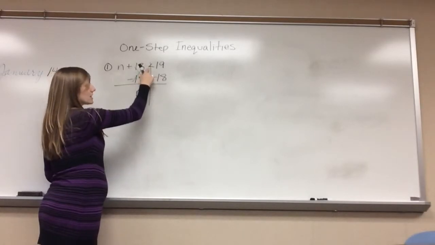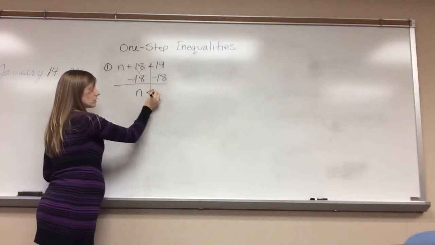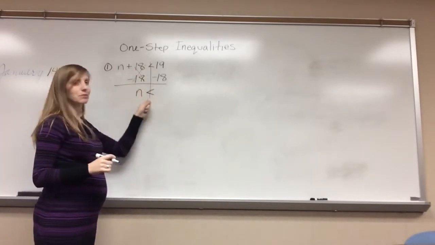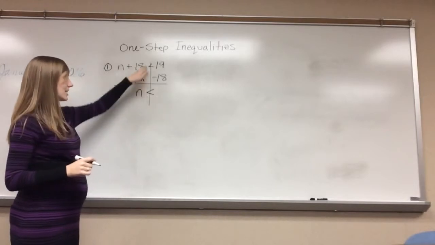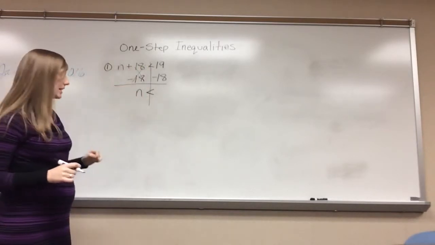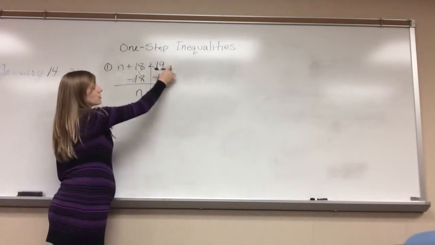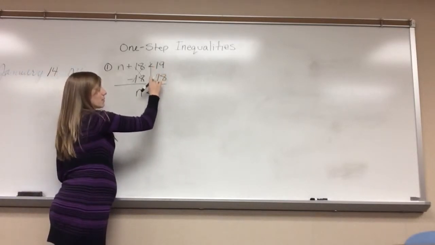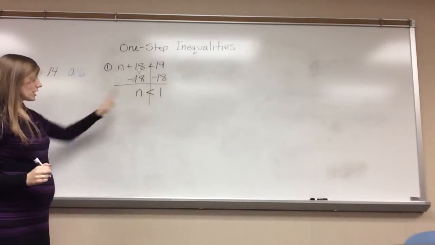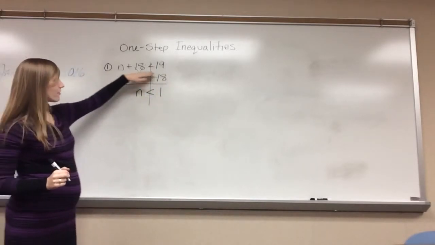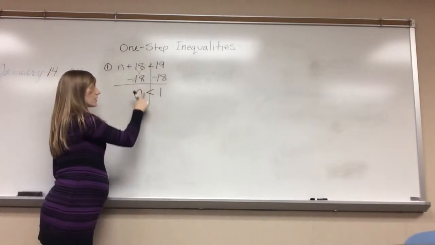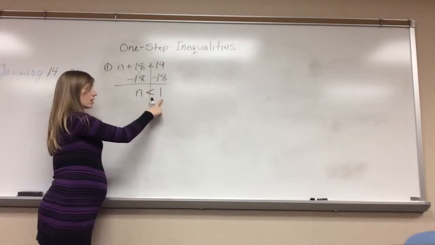My inequality sign drops down. My less than sign comes down. So don't accidentally bring down an equal sign. That's an inequality. We're solving inequalities today, so make sure you bring down that inequality sign. And then you do your subtraction. 19 minus 18 is 1. So the answer for this is that for this first inequality to be true, a number that I plug in for n must be smaller than 1.